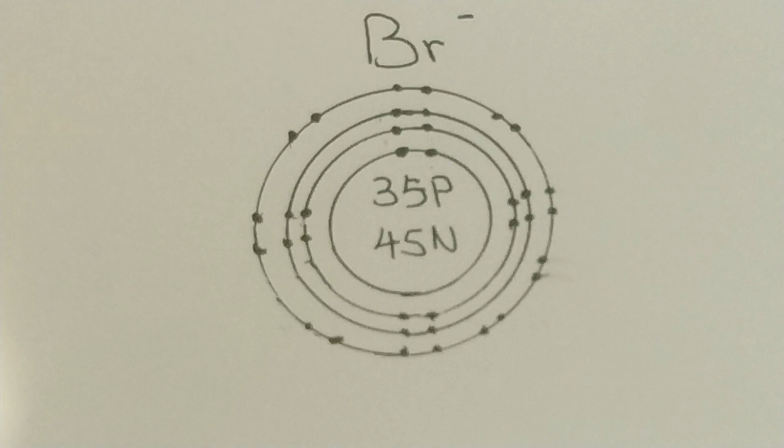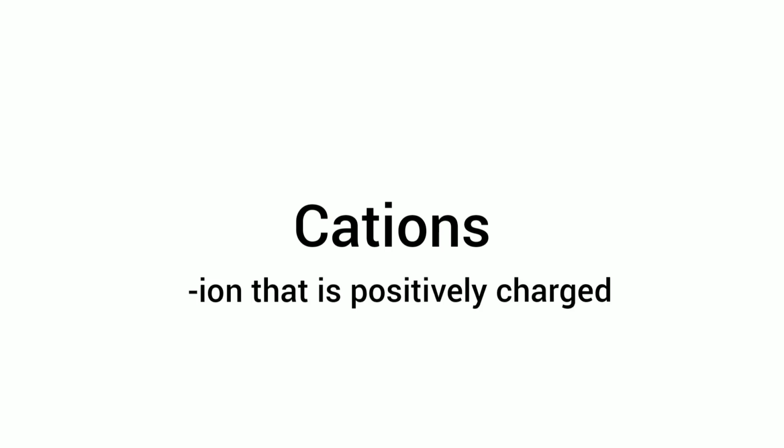However, there are not only anions in the world, but also cations. Cations are the opposite of anions. A cation is an ion that is positively charged. A cation is usually a metal. As an example, I will use an aluminum cation with a positive 3 charge.